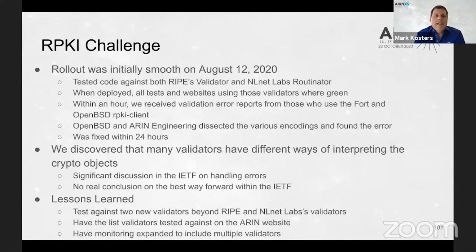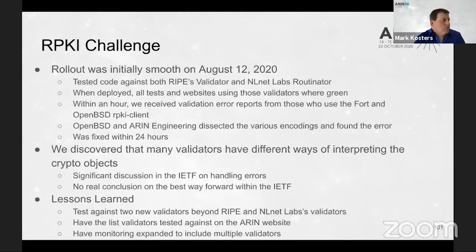So our challenge here was that the initial rollout was very smooth on August 12, 2020. We tested the code and it worked great against ARIN's RIPE validator and NLnet Labs Routinator. And when we deployed, all the tests and all the websites were green and everything was golden.